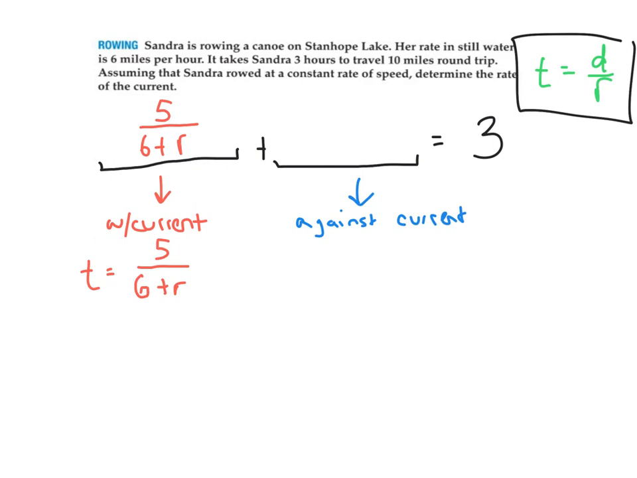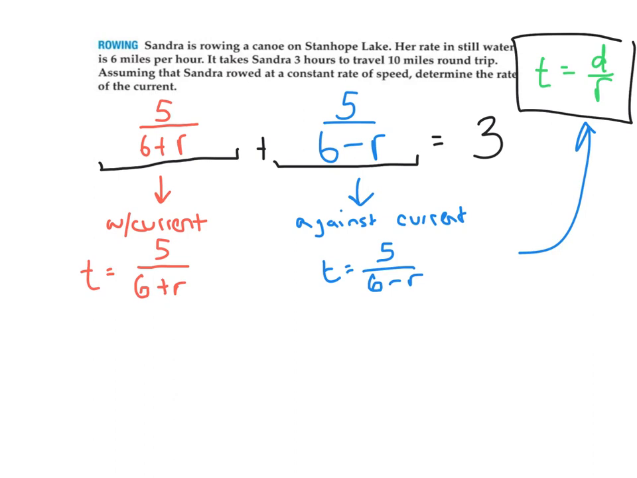Now if we think about her time coming back, again we're going to refer back to this equation, that time is always going to be distance over rate. Her distance coming back is still 5 miles. Her rate in this case, she's paddling 6 miles per hour, but she's going against the current, so it's working against her. So it would be 6 minus r. So 5 over 6 minus r. Now we have this equation that we can solve.